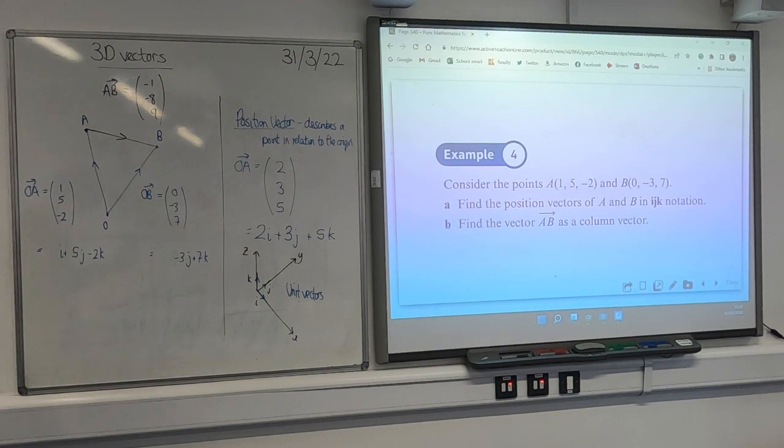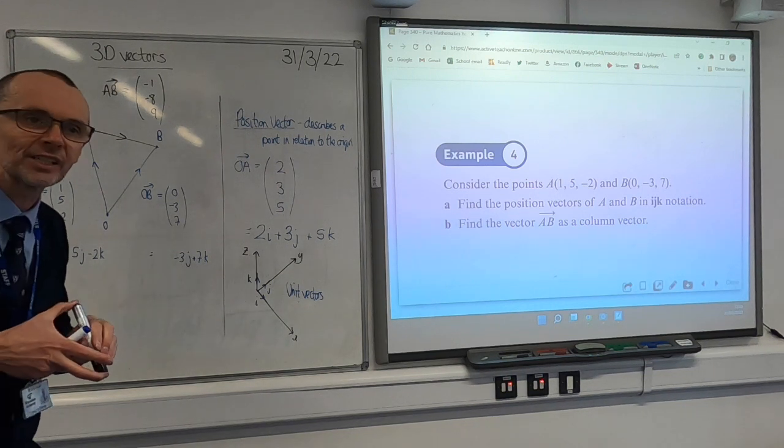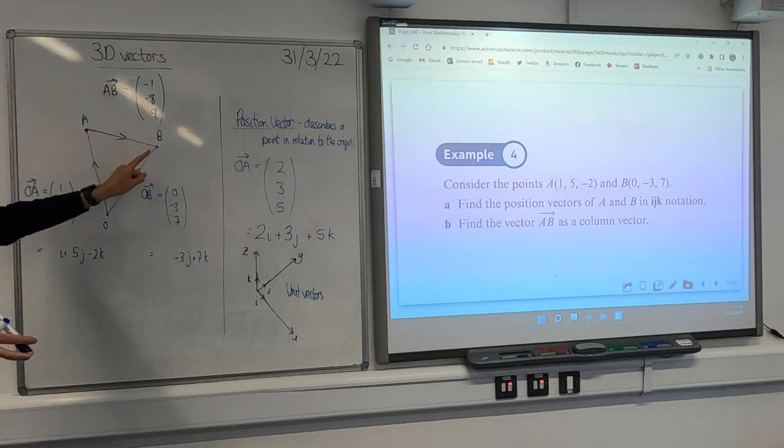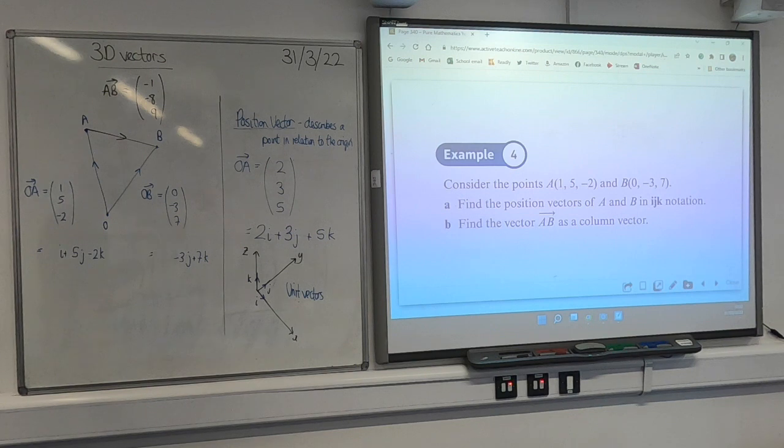The other way of thinking about this, which we did at GCSE, was to say, how do I get from A to B on roads that I know? Well, I can go down here and up here. Down here would be -1, -5, +2. And then up there is 0, -3, 7. So my x number is -1 plus 0.